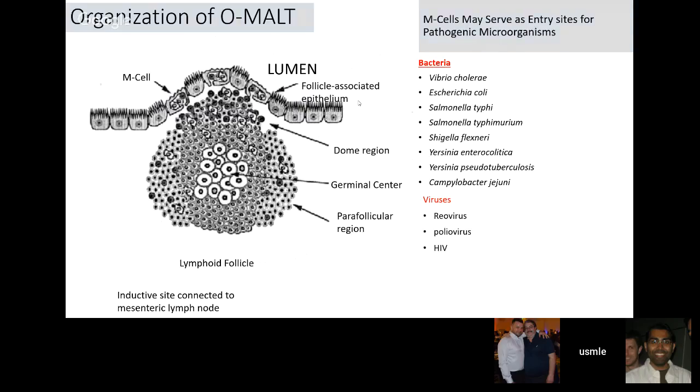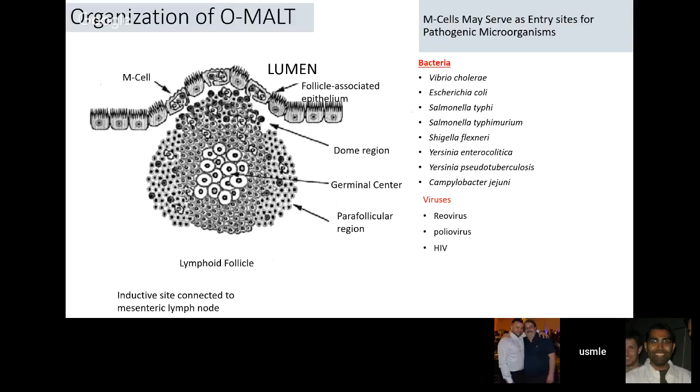So the O-MALT classification: remember, one of the keywords in here will be the M cell. You're going to have the same structure as any lymph node, so you have the germinative center and the parafollicular region all around. In this situation, because you're in the GI tract, you have a dome on the top, so a lot of M cells going on, and you have the follicle-associated epithelium. This can be a representation of a Peyer's patch, for example, typical for the mesenteric lymph node as well.